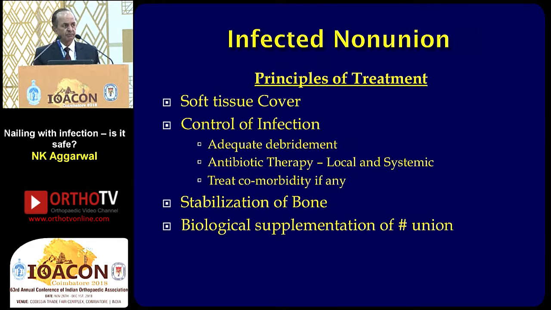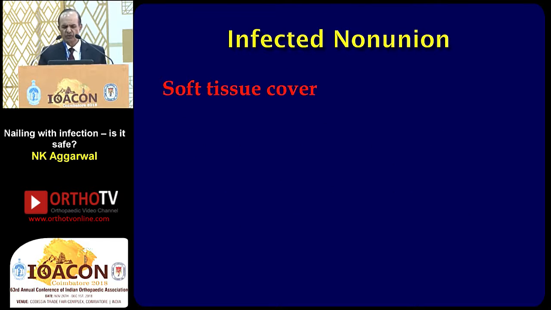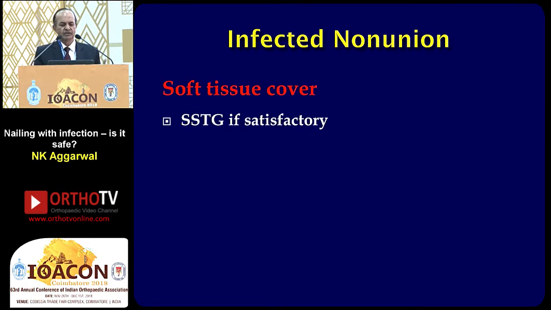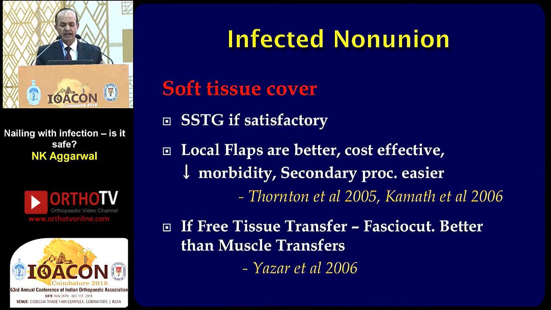All these principles have remained the same for the last 50 years or so. But methods have changed as technology and our understanding of various technological advancements have increased. So basically, we control infection, improve mechanics, and supplement biology. What are the treatment options for soft tissue cover? Split thickness skin graft if satisfactory, or local flaps are better than distant flaps. And if free tissue transfer is at all required, fasciocutaneous is better.